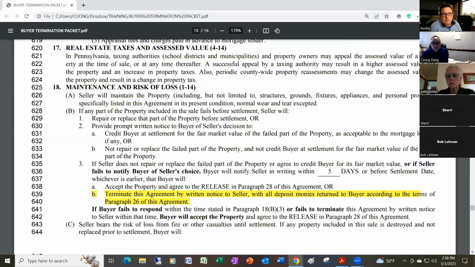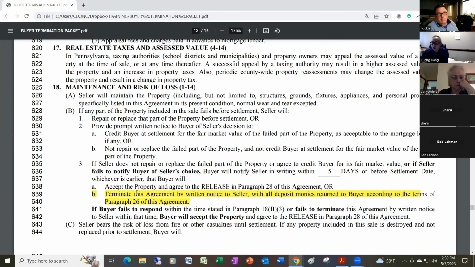All right, so maintenance and risk of loss. Paragraph number 3 there. If seller does not make, repair, or replace the failed part of the property or agree to credit buyer for its fair market value, or if seller fails to notify buyer of seller's choice, buyer will notify seller in writing within 5 days or before settlement date, whichever is earlier, that buyer will A, accept the property, or B, terminate.